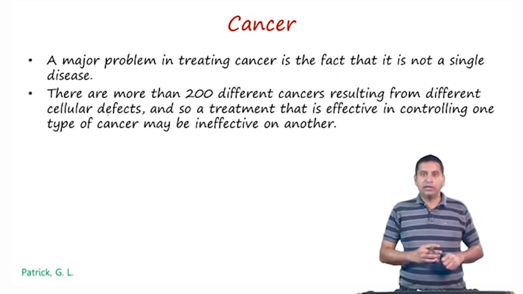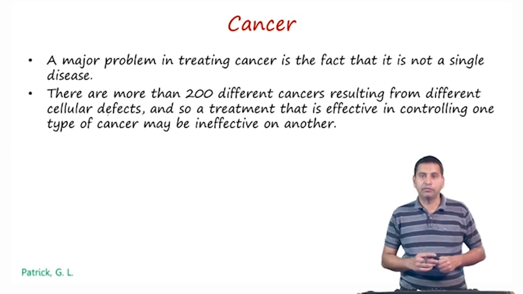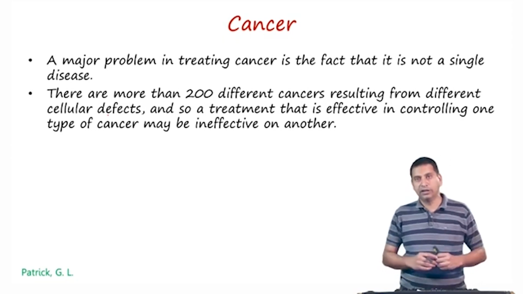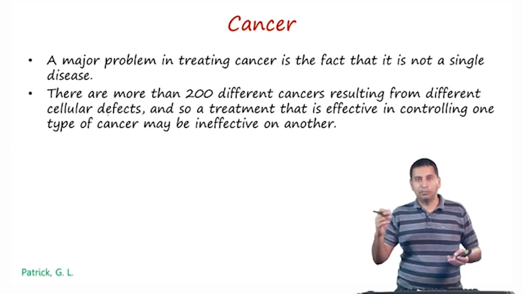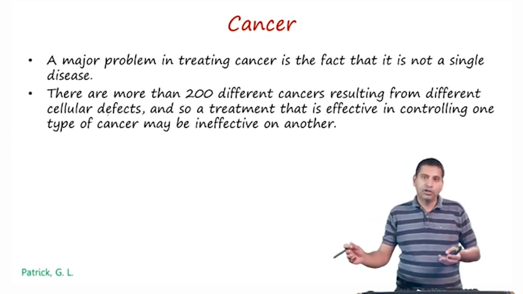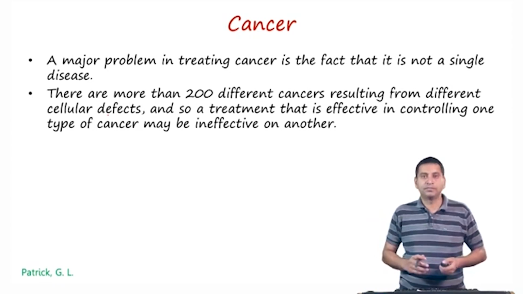So, a major problem in treating cancer is that it is not a single disease. There are over 200 different types of cancers resulting from various cellular defects. And so, a treatment that is effective in controlling one type of cancer is completely ineffective on the other. Therefore, we need to evolve multiple strategies to address this disease.